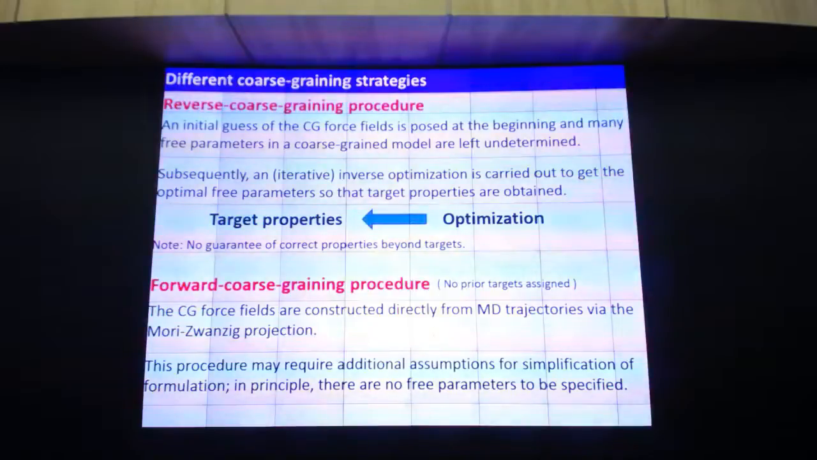So we will go through an optimization loop, and the levels of sophistication of optimization vary. Now, that doesn't guarantee, you may be lucky, but it doesn't guarantee that other properties that you're not targeting will match. That's very important, okay?